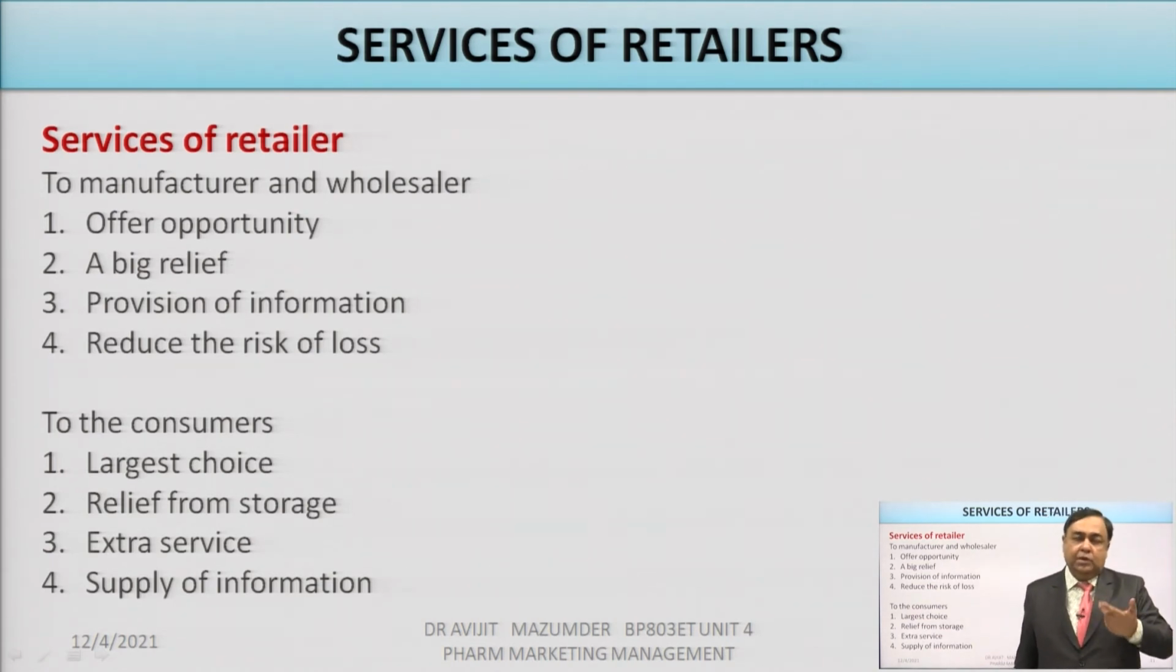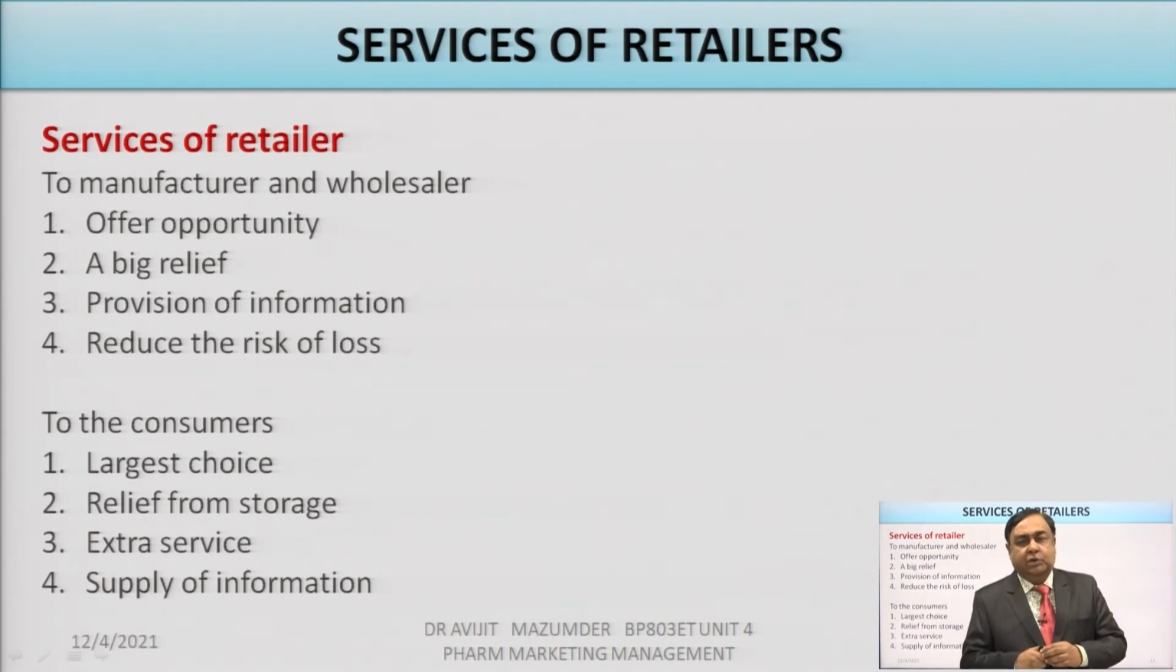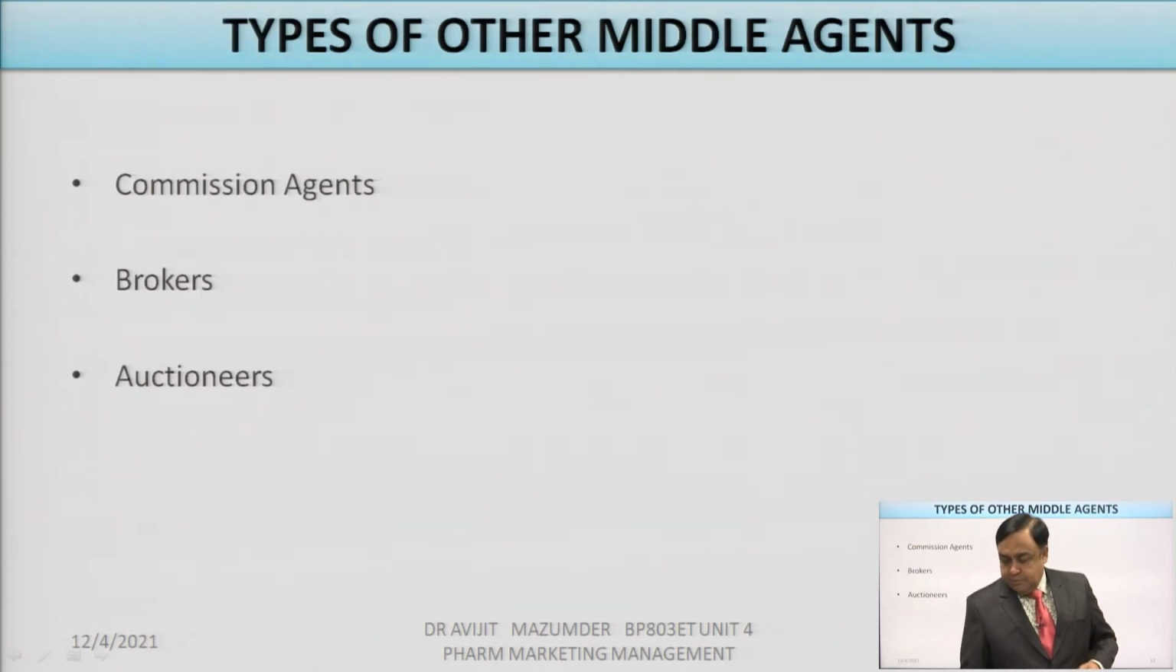Extra service or after sale service is another important feature which the retailer provides to the customers. And finally, the retailers have all the information about the product, all the promotional features about the product. They act as a sort of mentor for the customers on how to use the products. So, complete supply of information the customers get from the retailers.